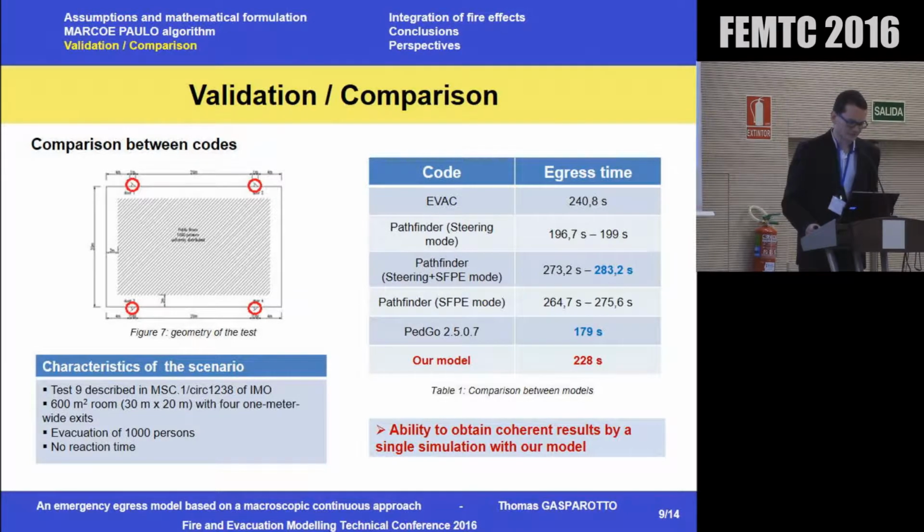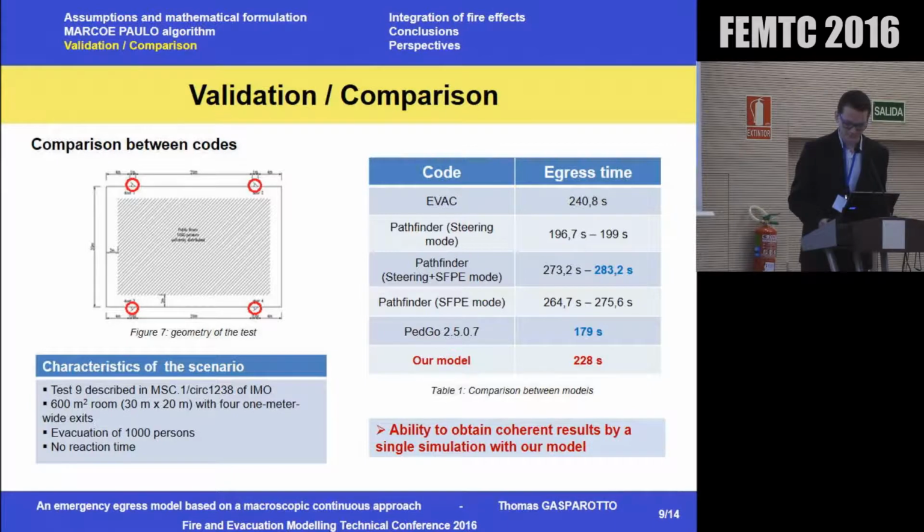I compared the model to other egress tools on another simulation case. And the configuration I have used for the comparison is the one described in test 9 in Annex 3 of the evacuation guidelines for analysis of new and existing passenger ships of the International Maritime Organization. It consists here of a 600 square meter room with 4 exits, 1 meter wide, with an initial population of 1,000 persons uniformly distributed in the room.